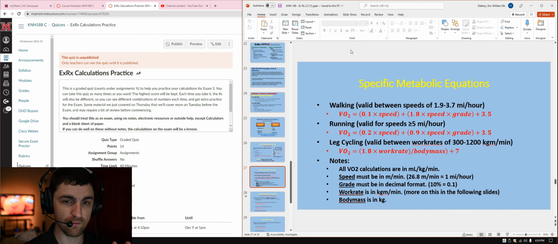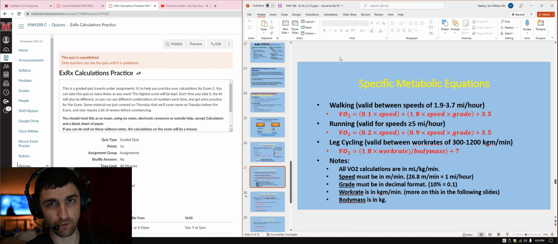For this, we've gone over this so far. It's from the exercise prescription PowerPoint slides. This is going to be going over the walking, the running, and the leg cycling equations, essentially. You'll see it in a couple different forms: running with grade, without grade, walking with grade, without grade, and cycling.